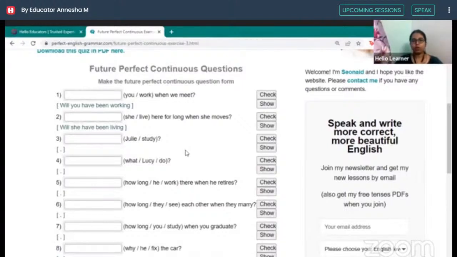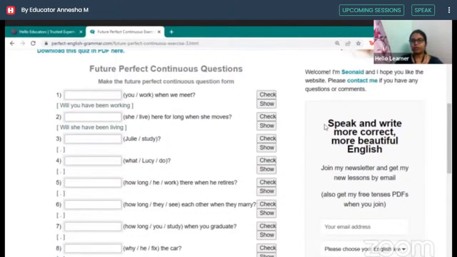Can you use "will not" separately, Shobha? No, ma'am. I didn't get it. See, when we are using "will not," the subject comes in between. Okay, ma'am. Will she not have been living here for long when she moves? Is it correct, ma'am? Absolutely correct. Very good, Shobha. Thank you so much.